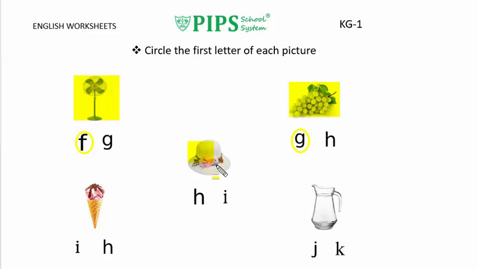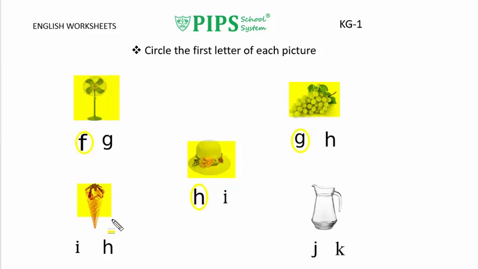This is a hat. The initial letter of hat is H. Sounds like H. H. Hat. Now we will circle the letter H.